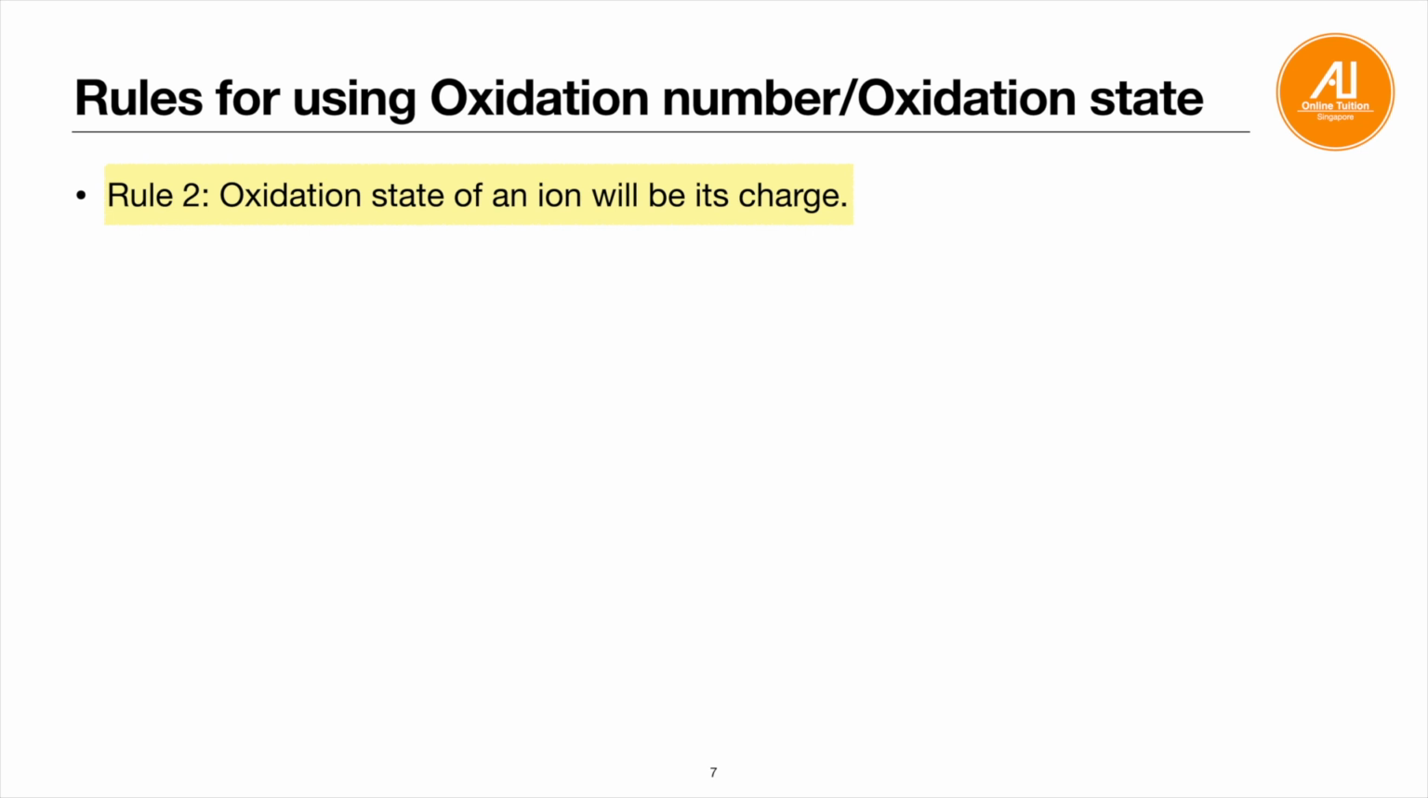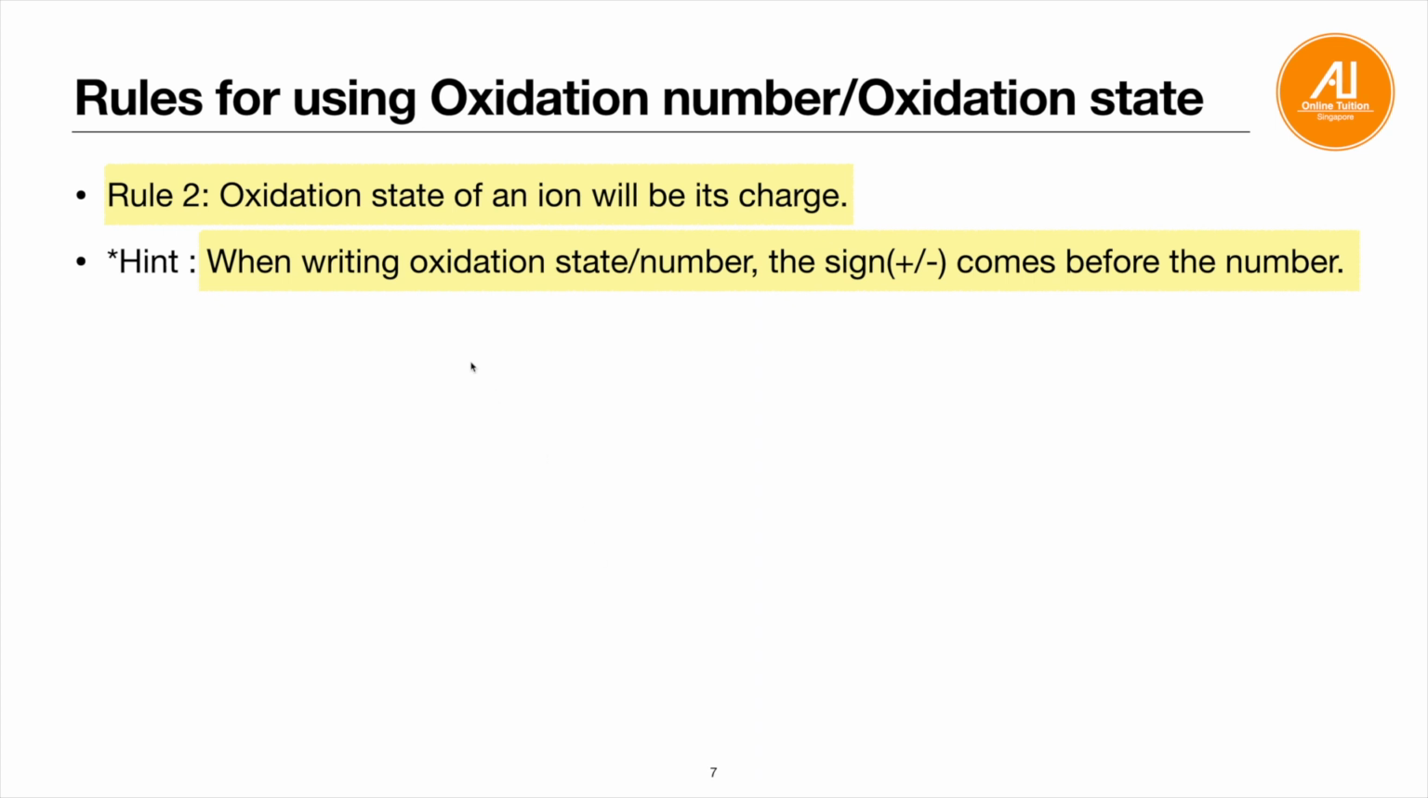Rule number 2, oxidation state of an ion will be its charge. What does this mean? Same thing. So when writing oxidation state or number, the plus and minus must come before the number. Let's look at one example. Oxidation number of Cu2+ is +2. The charge is 2 plus, so the oxidation state will be +2, which is opposite. The charge will be number first, then the plus minus. But for oxidation state, it will be plus minus first, then the number.